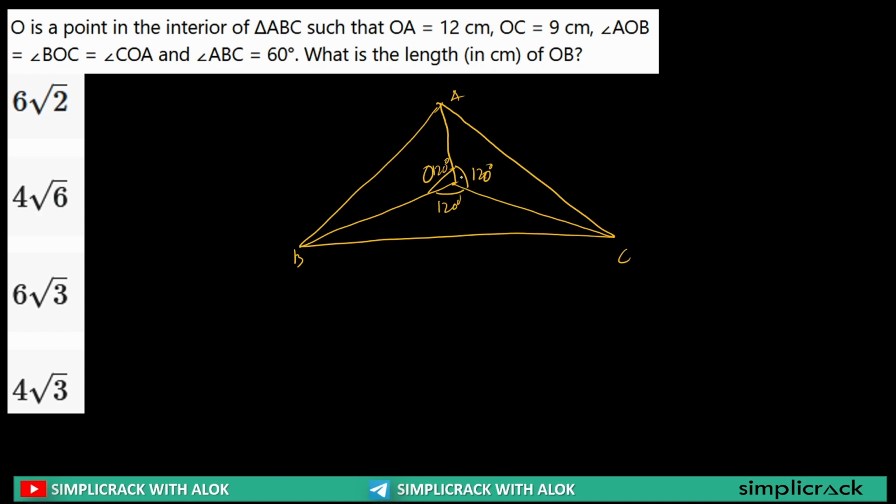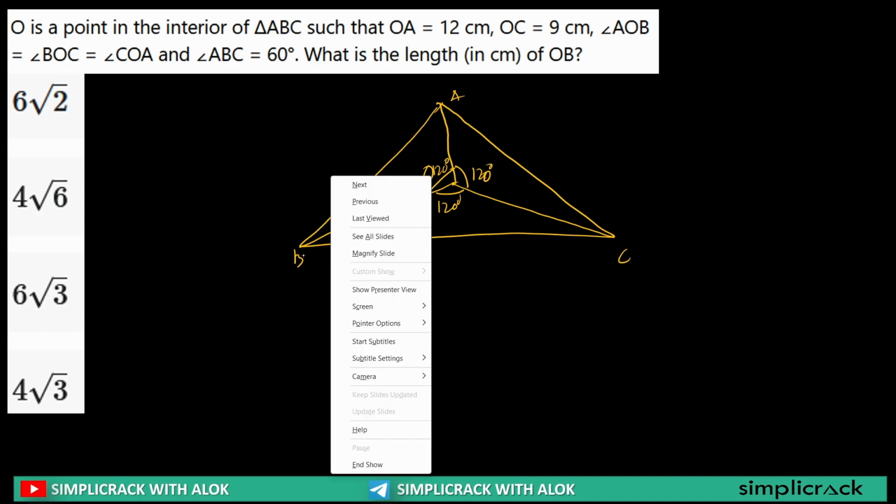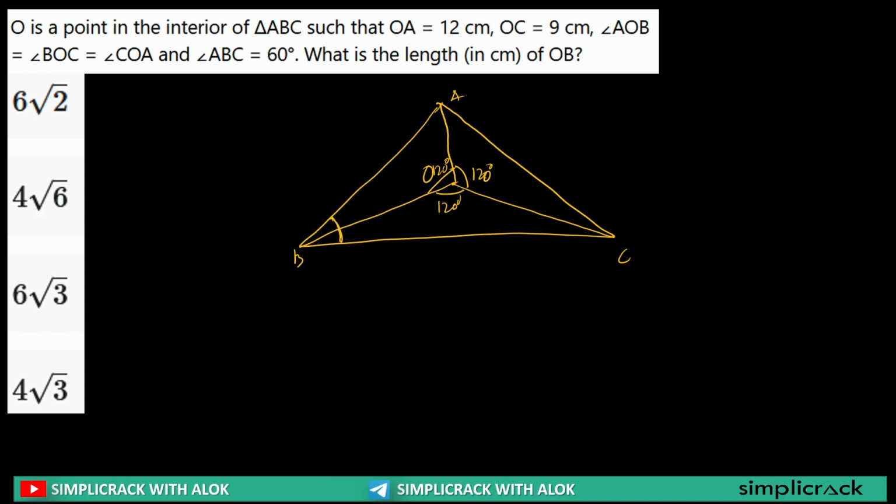And if you see, if this angle is 120 degree, then this whole angle will be 60 degree. Now it is saying that ABC is equal to 60 degree. So here it has already given ABC is equal to 60 degree. Now if this angle is theta, this angle will be 60 degree minus theta. Same, this angle will be theta, this angle will be 60 degree minus theta, and this angle will be theta.